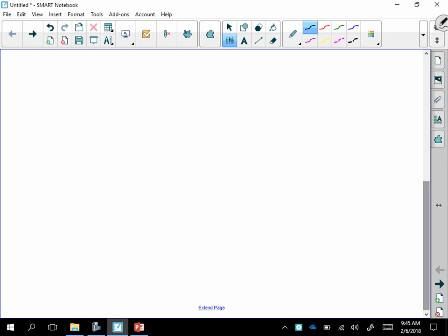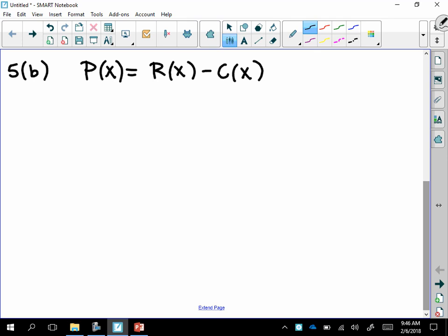Part A says to determine the maximum revenue. It's easy enough. You'll just work with the R function. So let's do part B. Part B says that the profit, P of X, is given by taking the revenue and subtracting the cost. Okay, so that's your actual profit. It's the amount of money that you take in minus the amount that it costs you to produce that product.